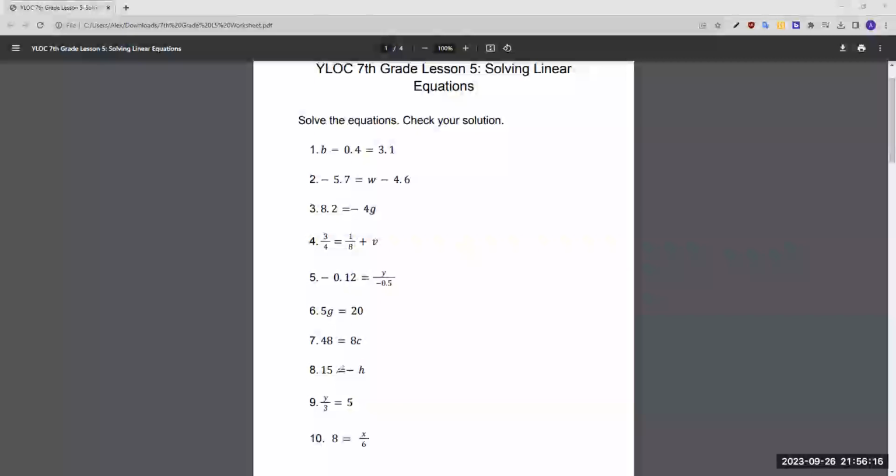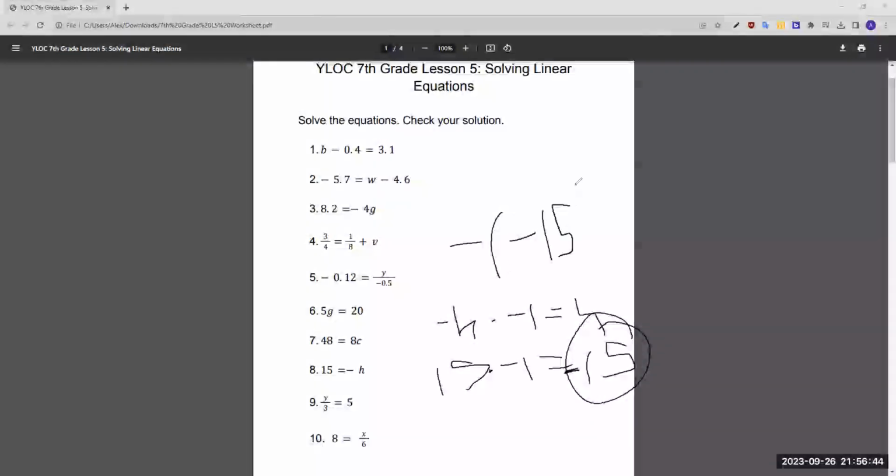Number 8, 15 equals negative h. Now, to cancel this negative, we just multiply both sides by negative. So negative h times negative 1 and 15 times negative 1. That gives us h and negative 15. So negative 15 is our final answer. To check our solution, it'd be negative parentheses negative 15 equals 15. And 2 negatives equals a positive, so it'd be 15 equals 15.